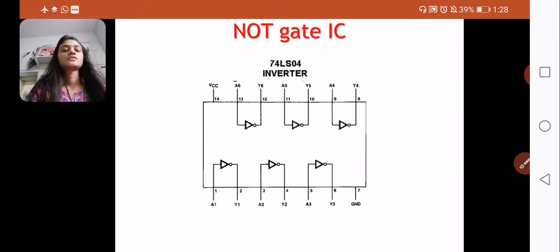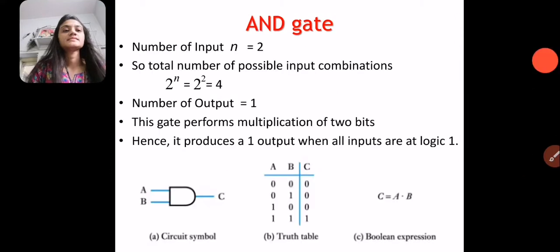Okay, so this was the NOT gate and its IC. Let us see the next gate, that is the AND gate. Same as we did for the NOT gate, you have to define the following.